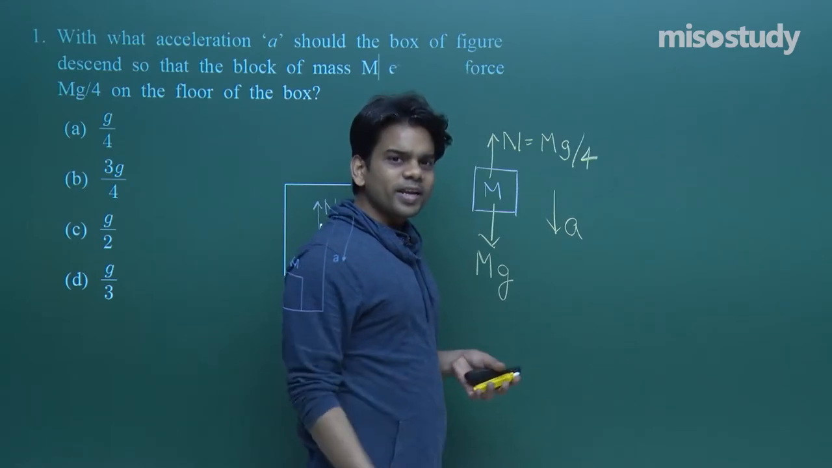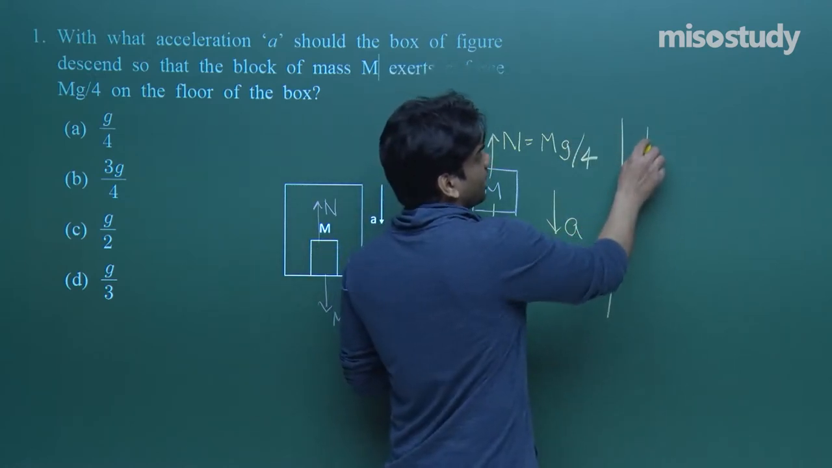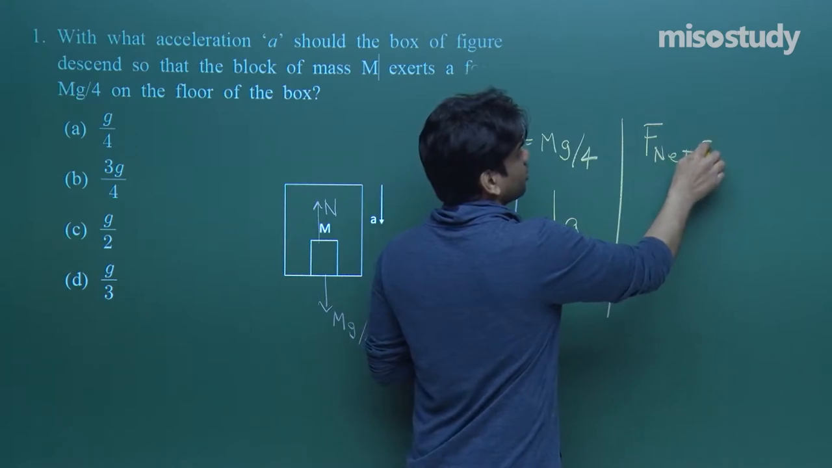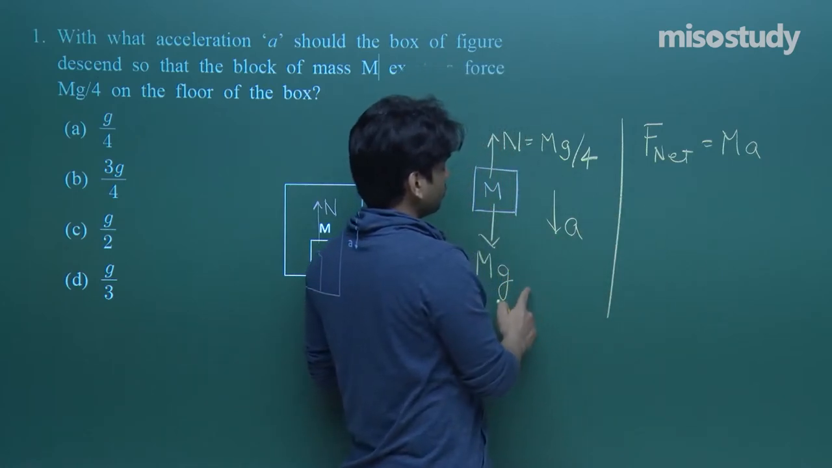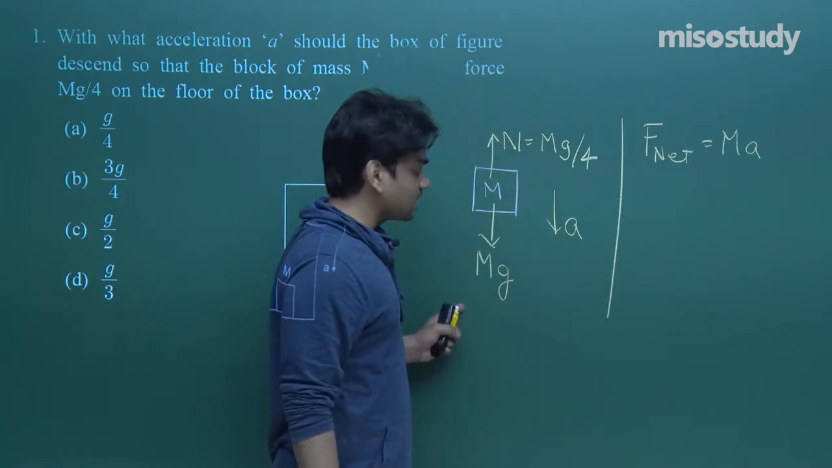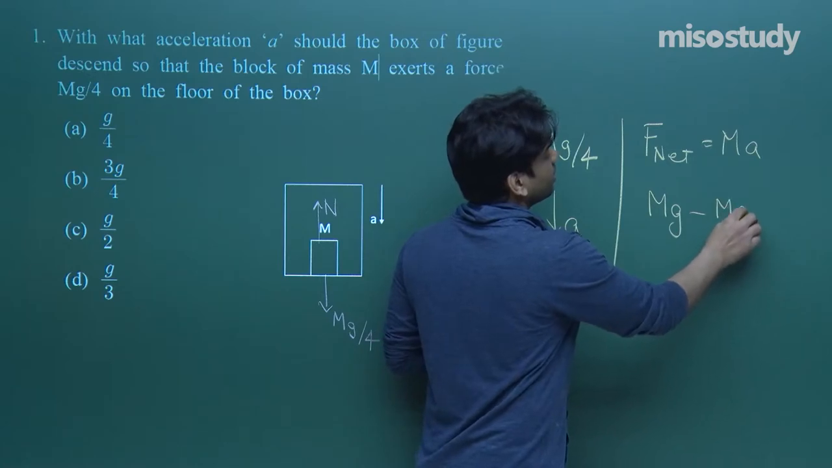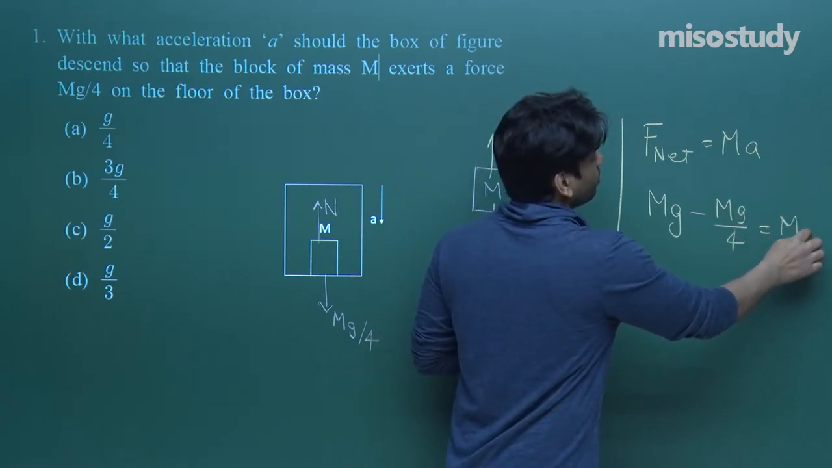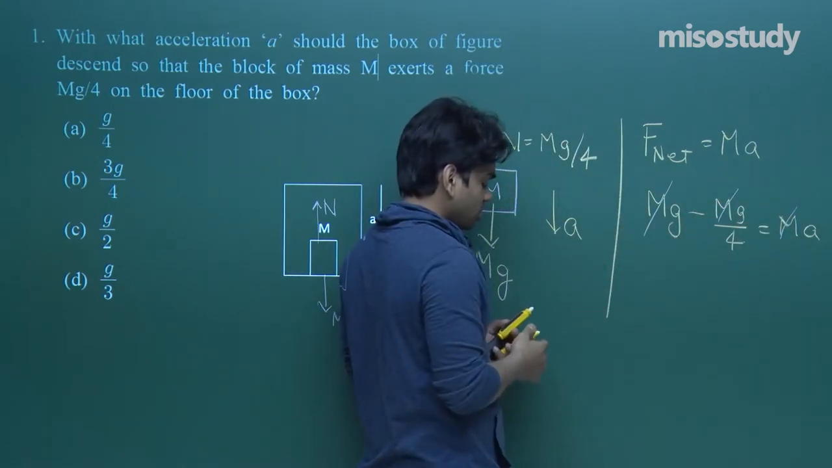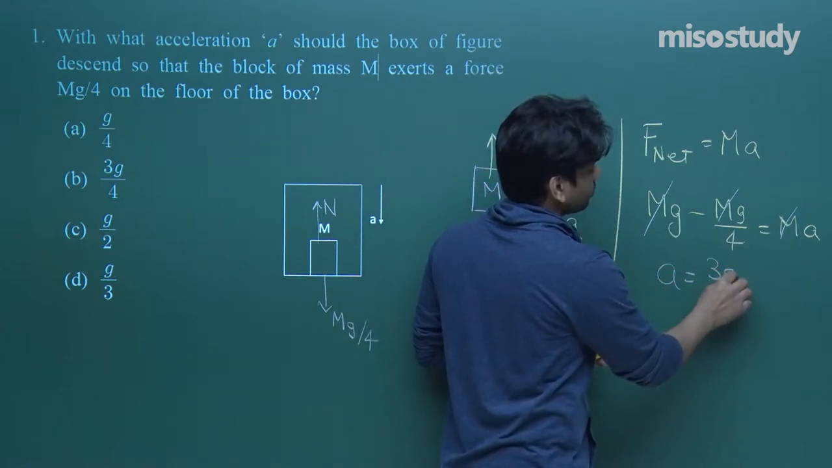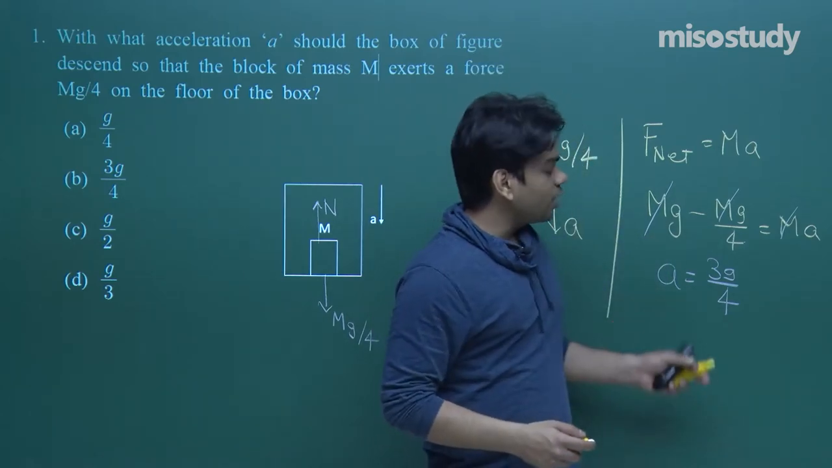Acceleration A, go ahead, solve the question, you can easily get the value of acceleration A. Along the vertical direction, F net is equal to mass into acceleration. The net force acting in the downward direction is mg, in the upward direction it is mg by 4. So we can write mg minus mg by 4 is equal to ma. A we need to evaluate. If I cancel out m from every part, g minus g by 4, we'll have a equals 3g by 4. Quite obvious. Let's check the answer.